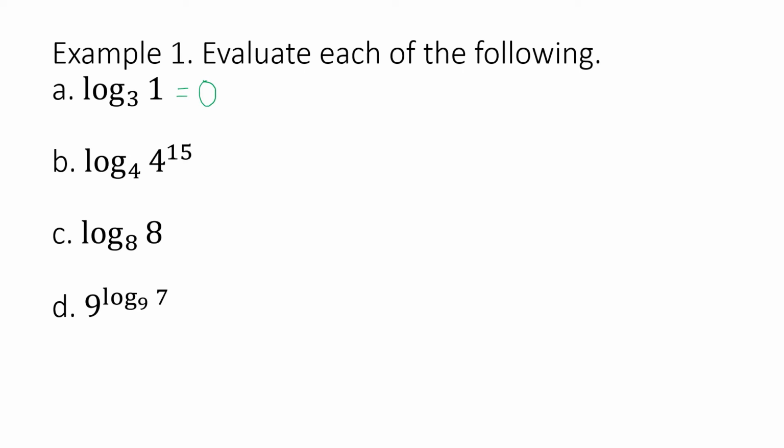Next, letter B, logarithm of 4 to the 15th power to the base 4. We have learned that whenever the argument and the base are equal, then the value of the logarithm is the exponent, 15. Because in exponential form, this is 4 to the 15th equals 4 to the 15th.